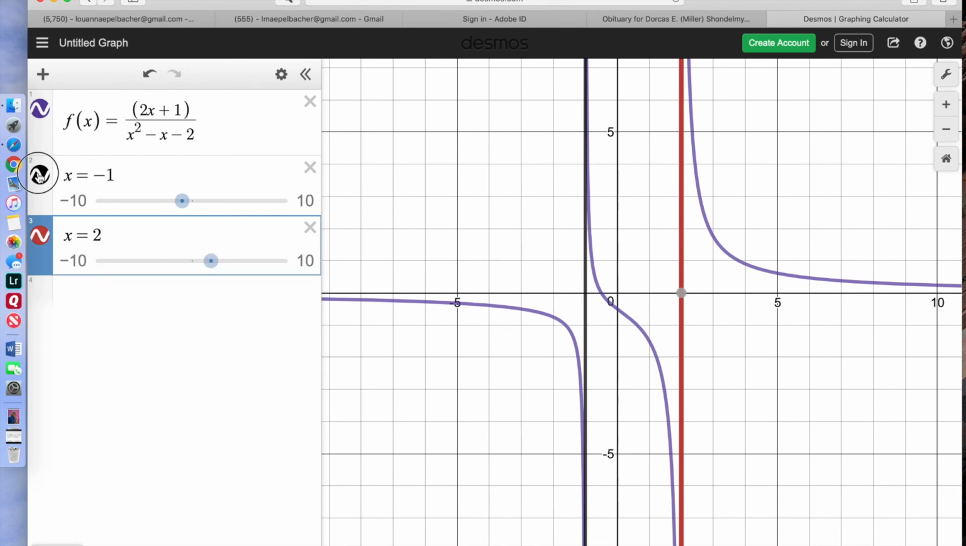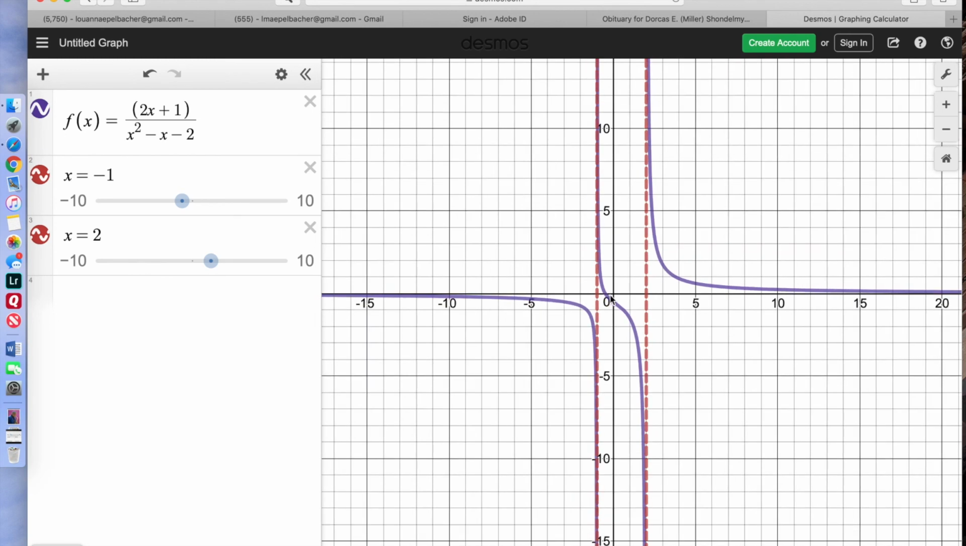And I'm going to make them both dashed and red, dashed, and it's already red. Ooh, one of them is bold. There we go. And so it looks like my asymptotes are accurate at negative 1 and positive 2.